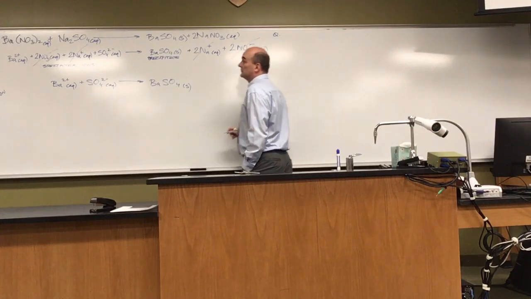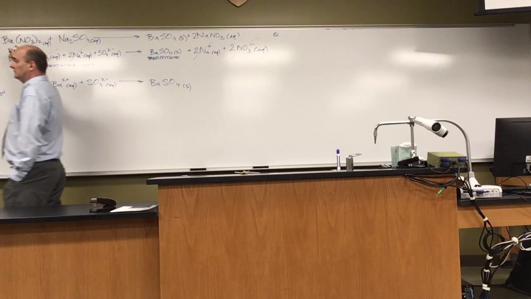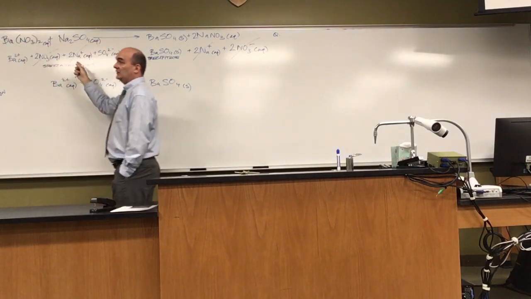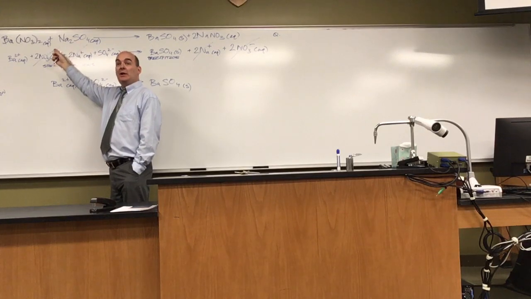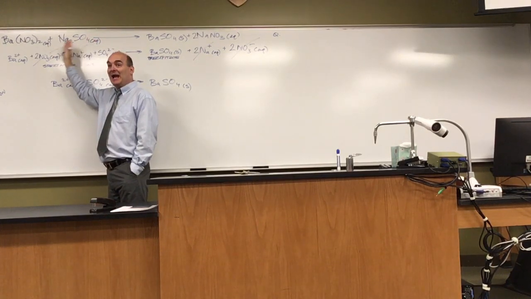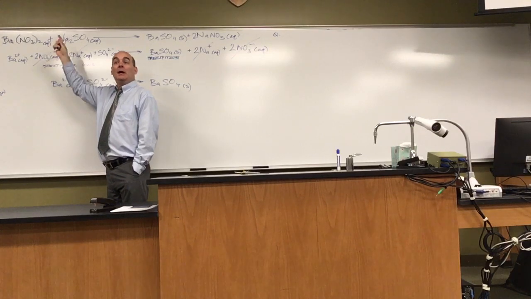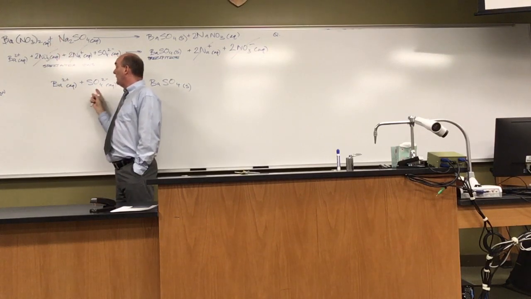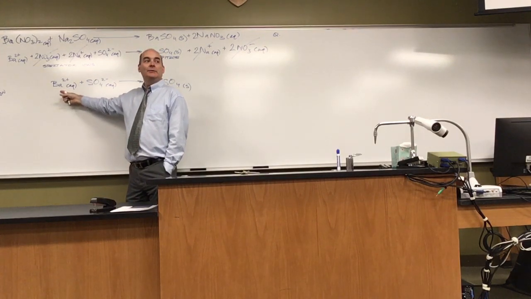So I'm going to have two solutions. Take some barium nitrate, and then I'm going to ask how much sulfate would I have to add to it to precipitate every last barium ion. And that happens when the number of moles of sulfate equals exactly the number of moles of barium. Okay?